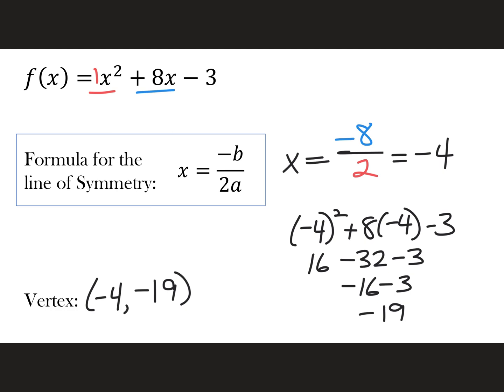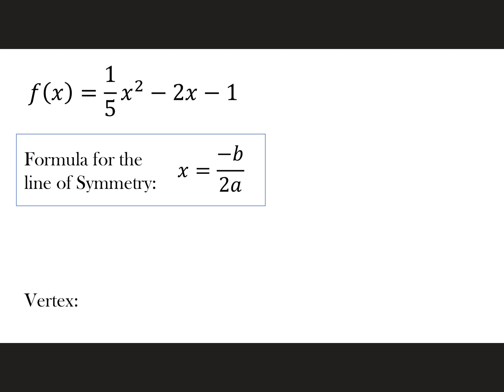All right, let's try it again. If you dare, pause the video and try this on your own. All right, here we go. My b value is a negative 2, and my a value is a 1/5. And so I'm going to start way up here. X equals negative b, so that would be the opposite of negative 2, so positive 2. All over 2, I'm going to write it out this time, 2 times 1/5. Alrighty, so here we go. X equals 2 over, well, 2 times 1/5 is 2/5.